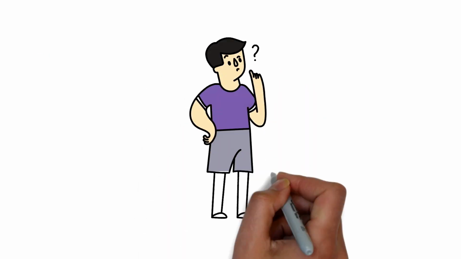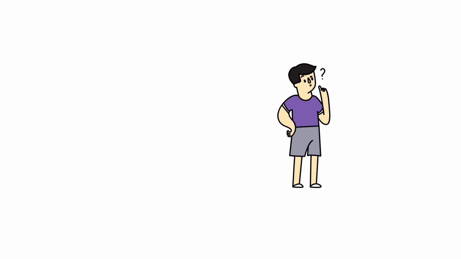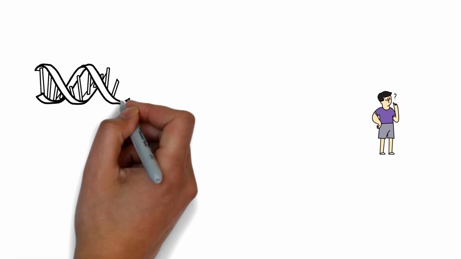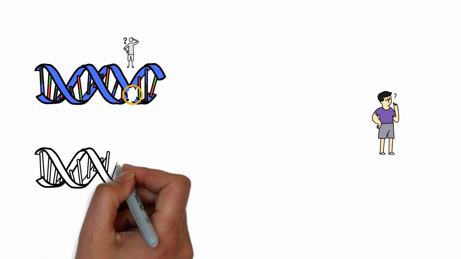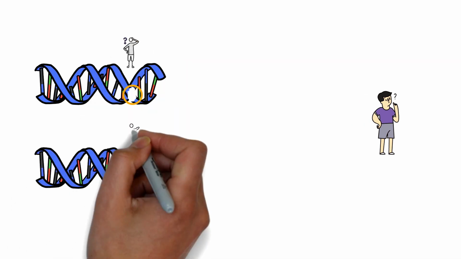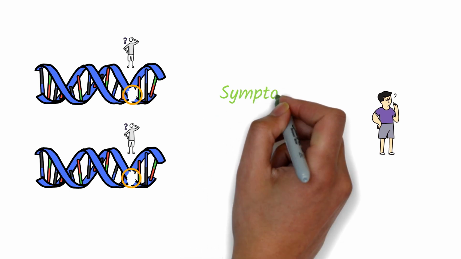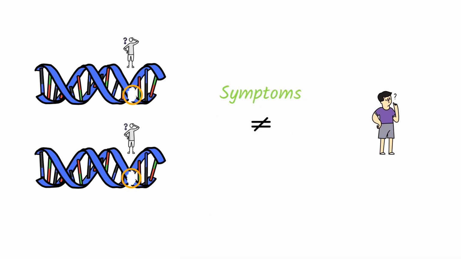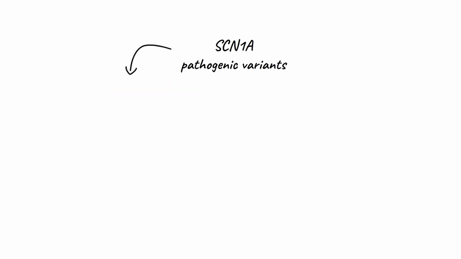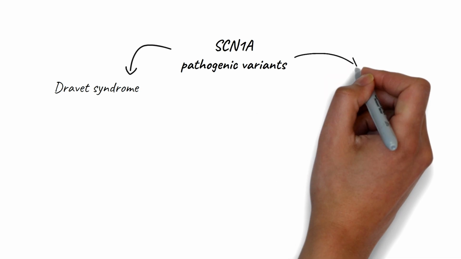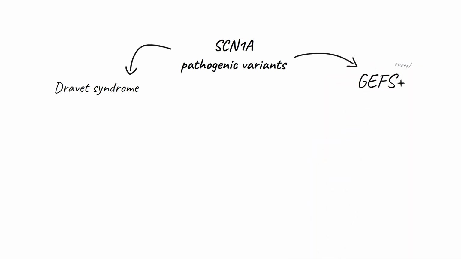So, how can you tell if someone has an SCN1A-related disorder? Since different types of variants can lead to an SCN1A-related disorder, there are multiple presentations of the disorder, all of which are accompanied by various symptoms. In fact, even individuals with the exact same variant can exhibit slightly different symptoms. Pathogenic, meaning disease-causing variants in the SCN1A gene, have been most frequently identified in individuals with Dravet syndrome and GEFS+.